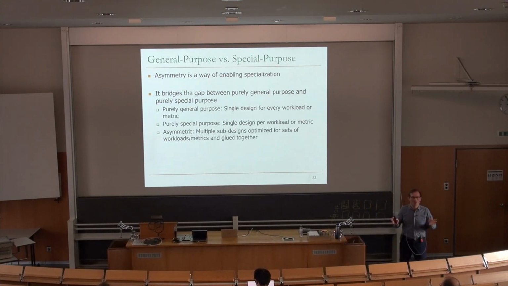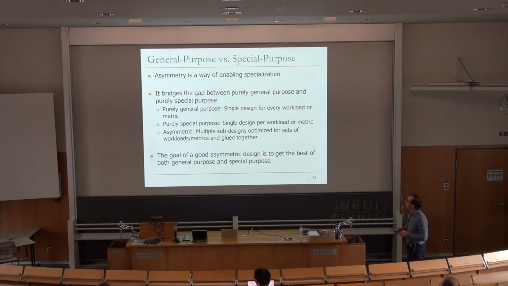It's not doing just one task, right? They're doing many, many tasks, actually. And they're becoming increasingly less special purpose. Okay, so the goal of a good asymmetric design is really to get the best of both general purpose and special purpose. It's another way of looking at a heterogeneous design. You basically want to get the best of both worlds.